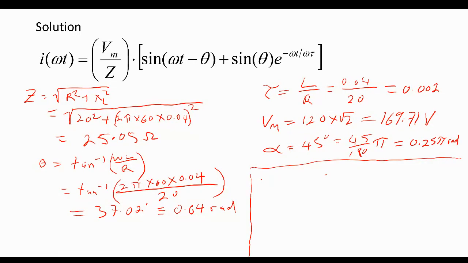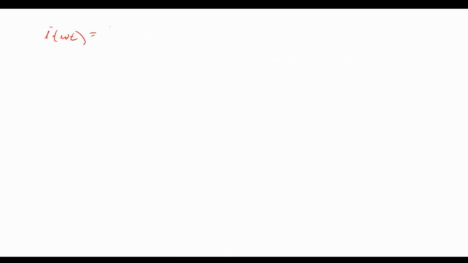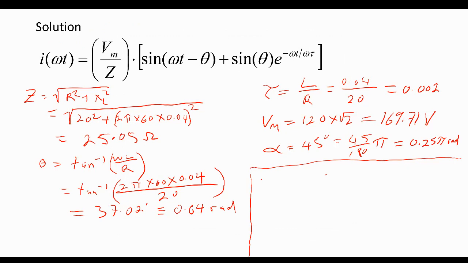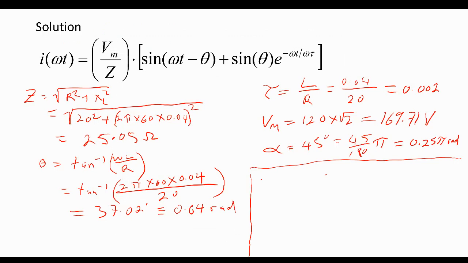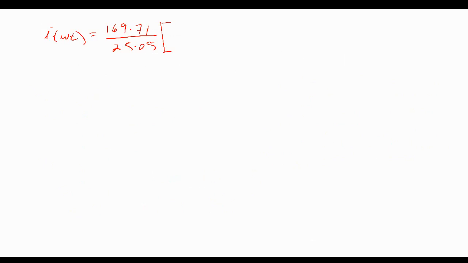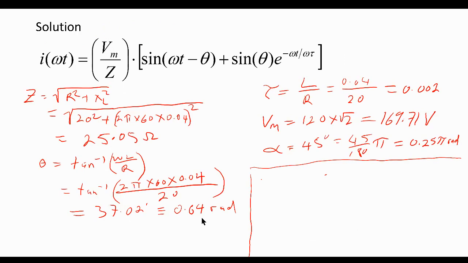So in terms of omega t, your Vz is equal to Vm, 169.71, over your Z, which is equal to 25.05, right? And that goes into sine of omega t minus theta. And your theta was found to be equal to 0.64.